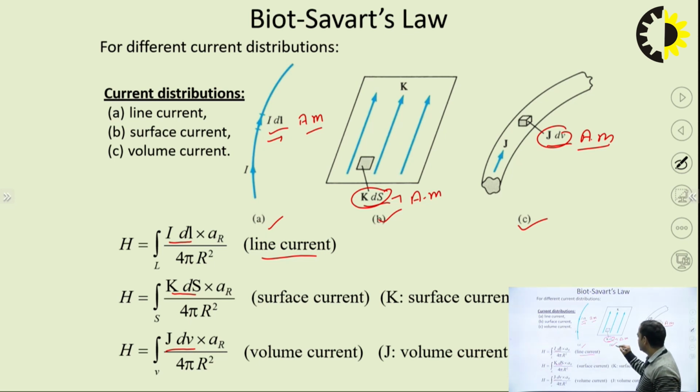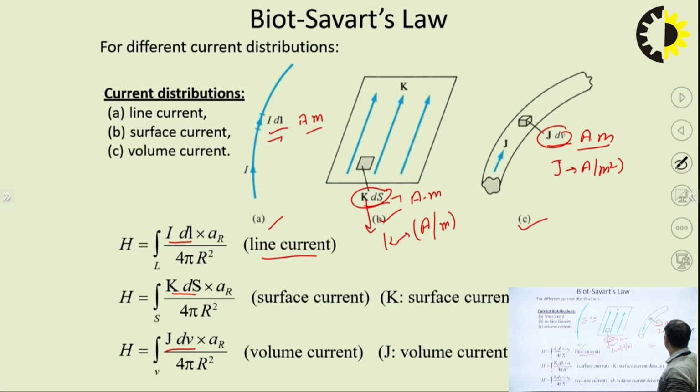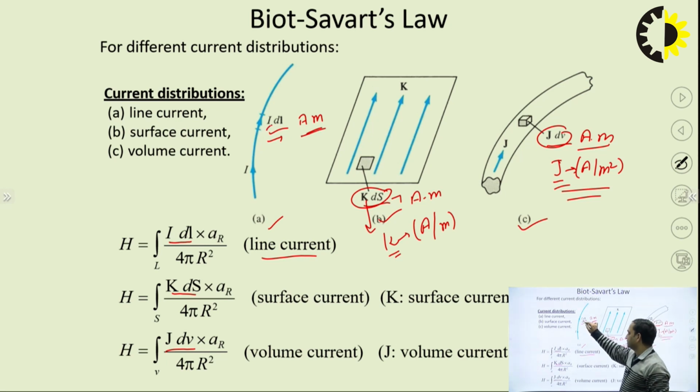So the unit for K will be ampere per meter, and the unit for J will be ampere per meter square. It is very important to know that surface current density K is in ampere per meter, volume current density J is in ampere per meter square, and for the line current it is just ampere. Depending on what type of element we have, we can find the value of H.